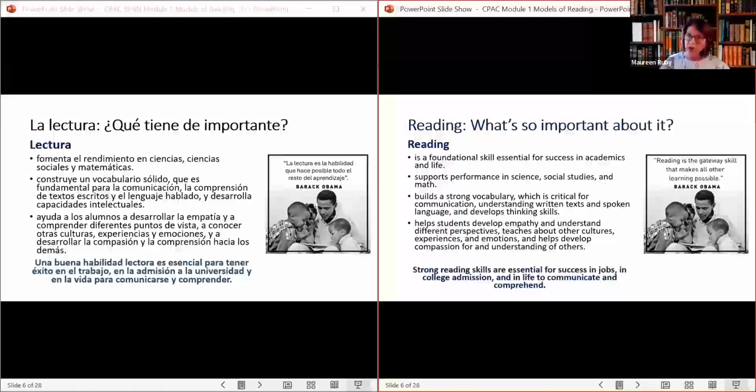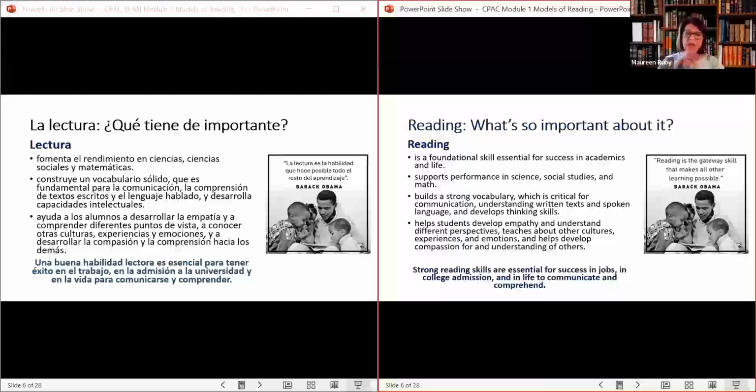It supports how we perform, both academically and employment-wise, in the sciences, social studies, and math. Part of the problem that students have with math, especially if they have a reading challenge, is that math has its own language, and then you have to be able to read it. So you're functioning in two different languages, English and the vocabulary of mathematics.